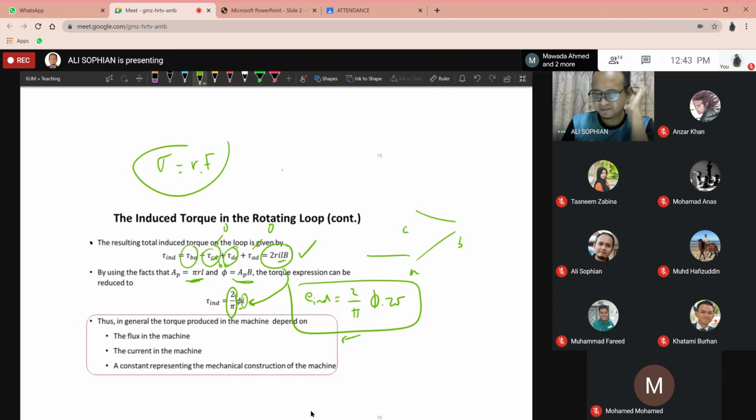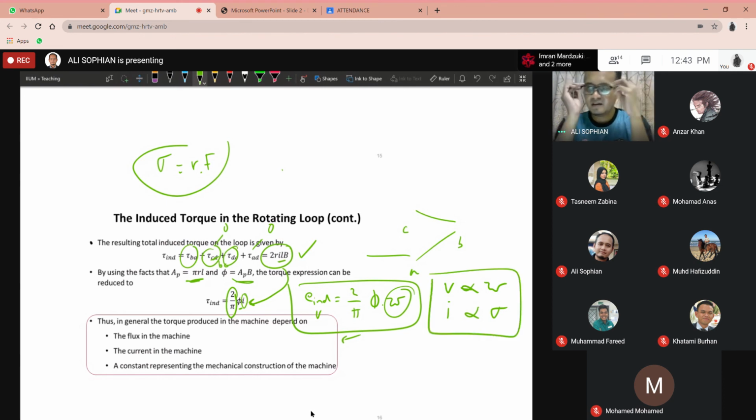Similarly, with this one, induced voltage depends on the speed. For a motor, it means that induced voltage is just like voltage. If you want a motor to run faster, the voltage across the motor has to be high. The higher the voltage, the faster. The higher the current, the higher the torque. So V relates to the speed, and current relates to the torque. This is a very important concept that we need to understand and also remember.